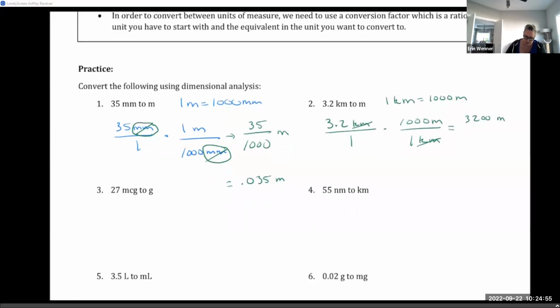Okay, I want you to try number 3. It says 27 micrograms to grams. So again, micrograms, we know that 1 gram equals 1,000 milligrams, and that 1 milligram equals 1,000 micrograms. So go ahead and do number 3, and let me know what you get.